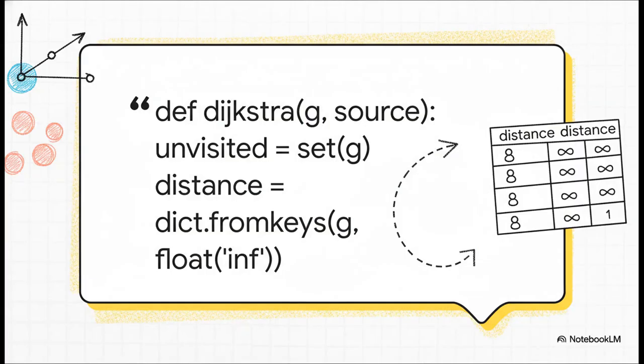And the code really shows this logic beautifully. You see how it creates that distance dictionary? It starts by setting the distance to every single node to infinity. That's the computer's way of saying, I have no idea how to get there yet. But then, as the algorithm runs, it starts replacing those infinities with actual numbers, actual costs, constantly updating its knowledge until it has a perfect map of the fastest routes.